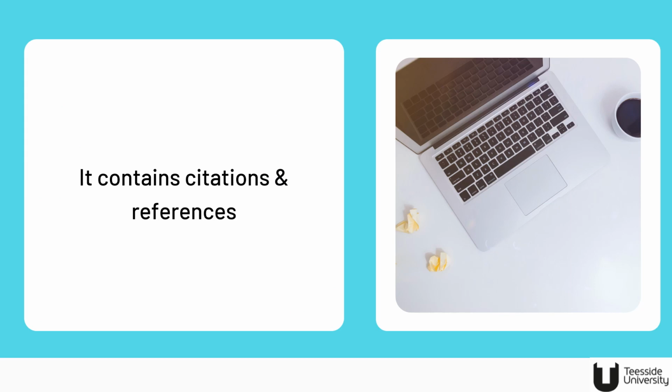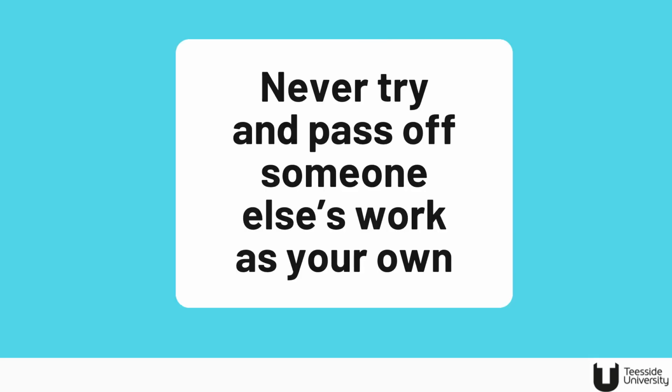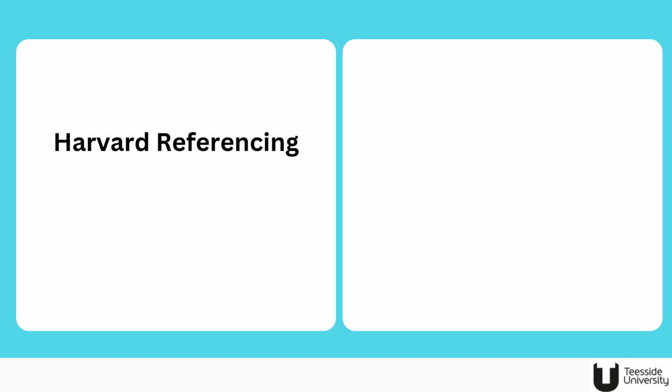It contains citations and references. When you've gathered all your evidence, you need to cite it in your assignment to avoid accidental plagiarism, and this means telling the reader where they can find the original source of the information. Never try to pass off anyone else's work as your own. It is classed as plagiarism and can have very serious consequences, such as being asked to leave your course.